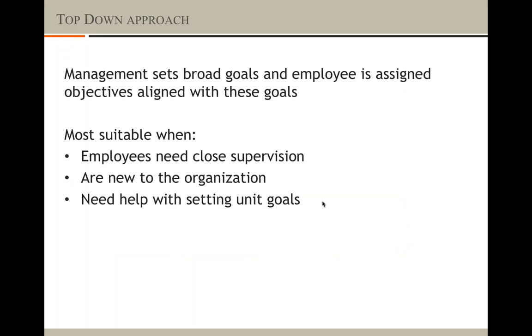In this approach, management has the broader goals and the employees are assigned goals which are aligned with these broader goals. Top-down goal setting is most effective when the employees are quite new to the organization and don't know much about goal setting. They need a lot of mentoring, support, and close supervision. That is when management tries to break down the goals into smaller individual goals which the employees can achieve.